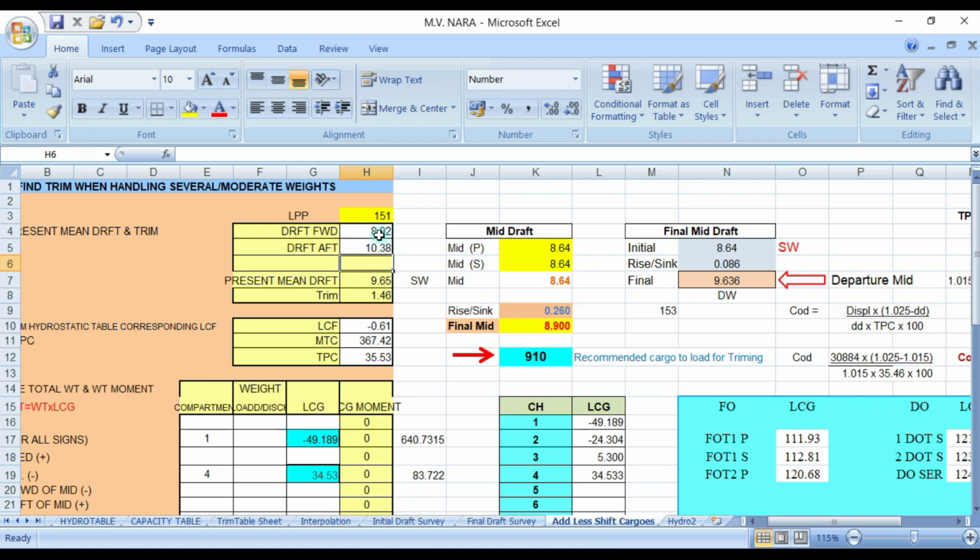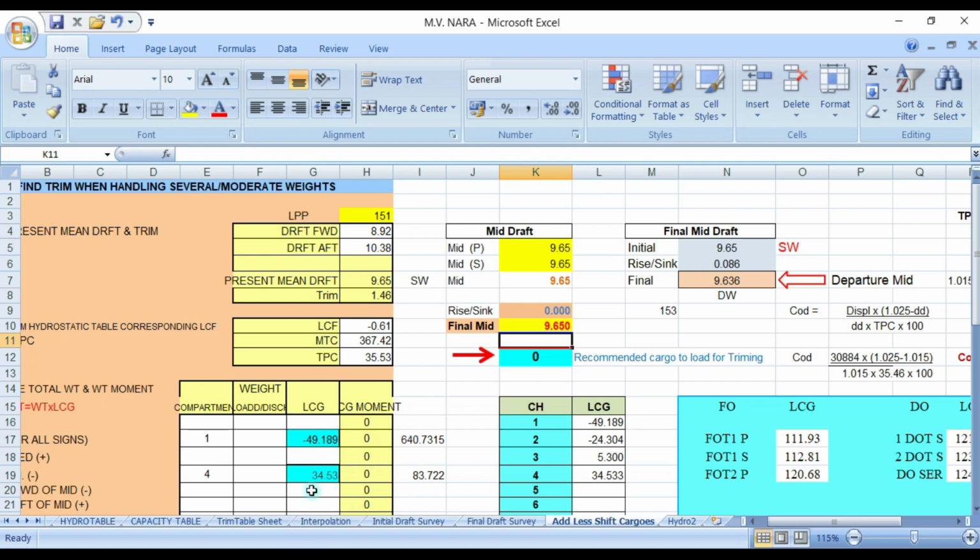Better we put this one, 9.38. So this 10.65 and we put here 9.65. And your final trim will be 9.65, because you will only ship your cargo.